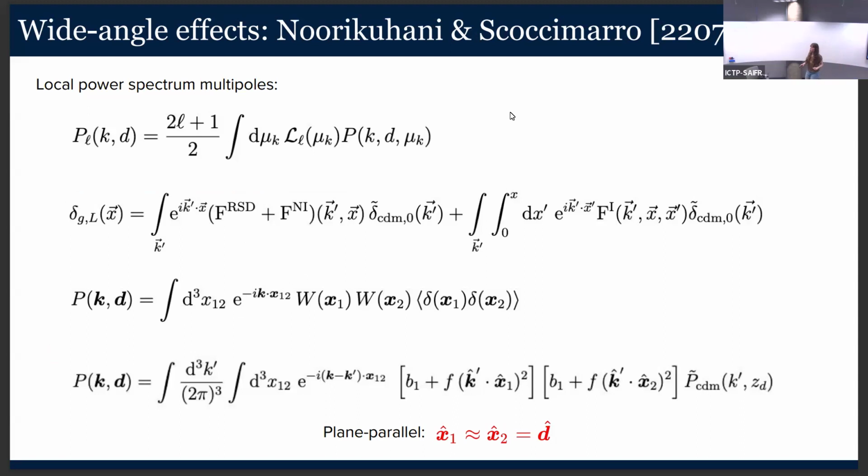Because you're talking about, it seems to me that you're comparing two pairs of points. So it's like a 4-point correlation function.